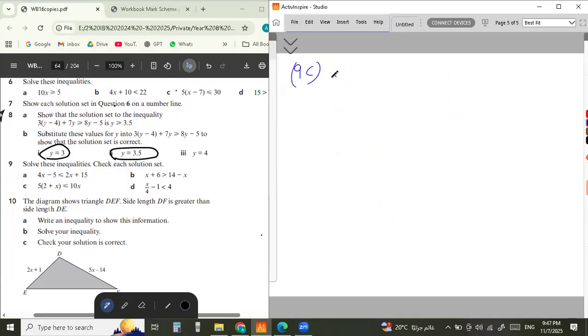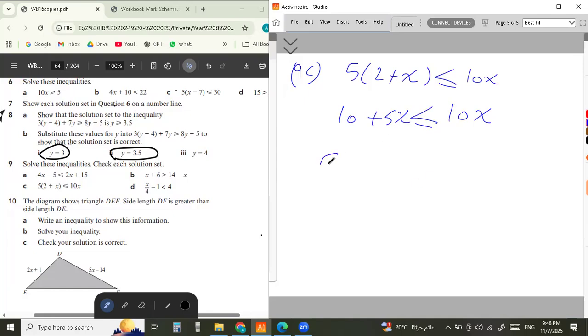9c. 5 times 2 plus x is less than or equal to 10x. Expand, so 10 plus 5x is less than or equal to 10x. Get 10x to the other side, so 5x minus 10x is less than or equal to, get 10 to the other side, negative 10. So negative 5x is less than or equal to negative 10.